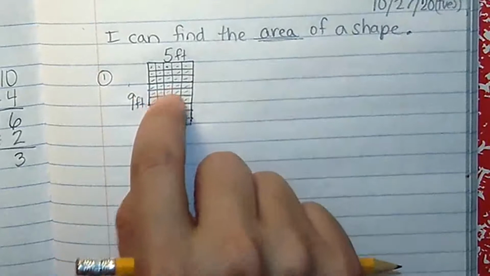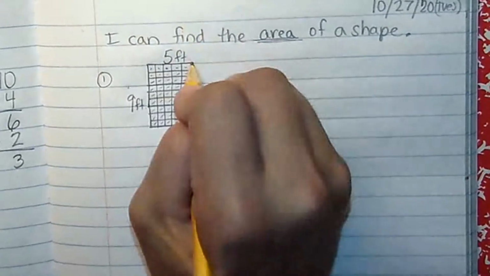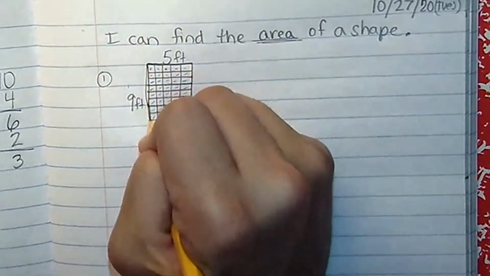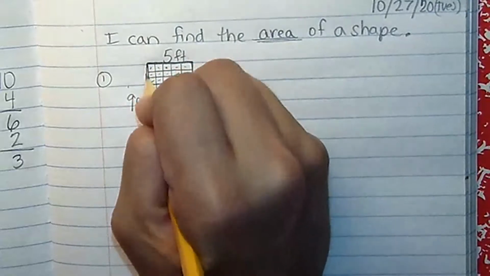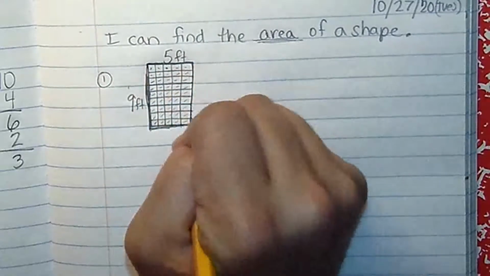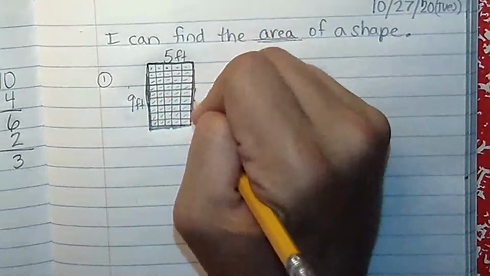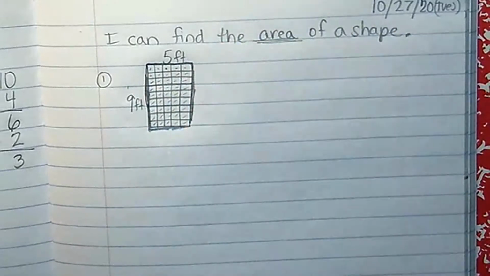The area is the space on the inside. The perimeter is the fencing. It's the straight lines on the outside. This is how much fence we would have to buy. That's what we did yesterday, the fencing on the outside. Today we're finding the area on the inside.